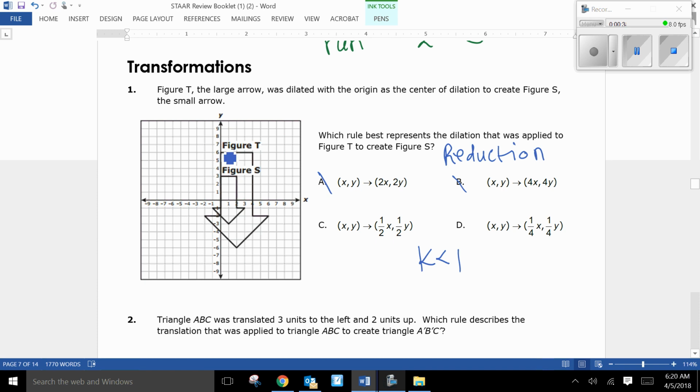And I can see that it's going from 6 to 3. So my new over original, 3 over 6, equals 1/2. So it's half the size that it was before. C.